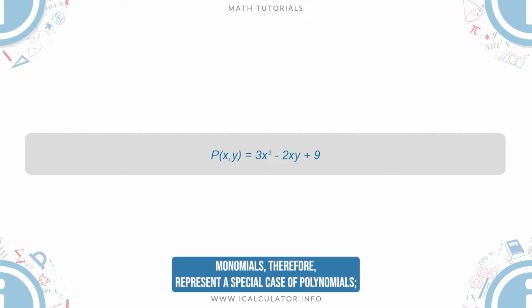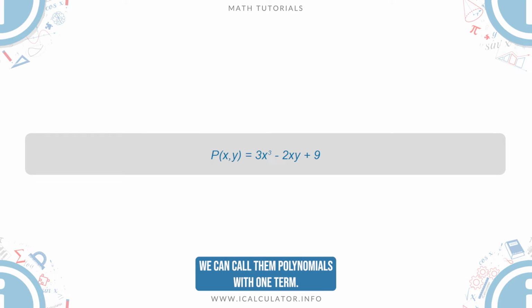Monomials, therefore, represent a special case of polynomials. We can call them polynomials with one term. If we have a number not followed by a variable in a polynomial, it still represents a term, but the number itself is not called a coefficient anymore but a constant instead.